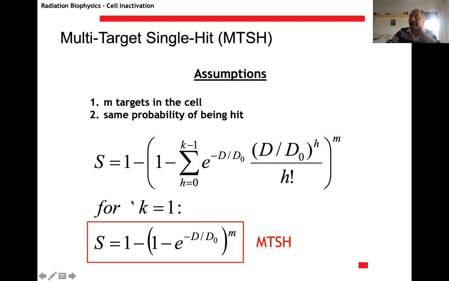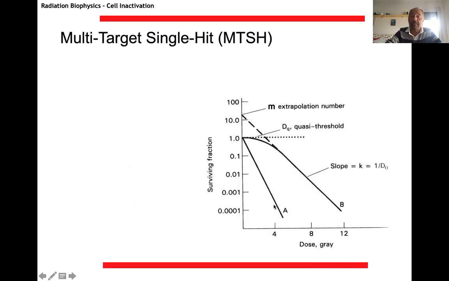If you have one hit, so K equal to 1, of course this term again goes to 1, and this is reduced to the simple but very effective multi-target single hit equation that can be written in this way: 1 minus (1 minus e to the minus D over D0) to the M. This is the multi-target single hit equation. How does it look?